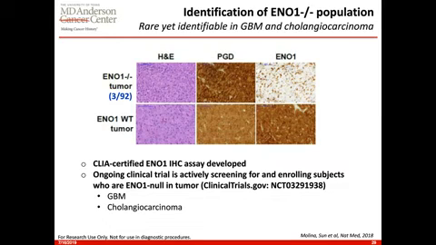So we went further to develop a CLIA certified ENO1 IHC assay. This assay is actually being used to screen and enroll subjects who are ENO1 homozygous deleted in the tumor for our clinical trial. In addition to glioblastoma, we are also able to identify ENO1 homozygous deleted tumors in cholangiocarcinoma. So these are the two indications. The clinical trial is searching for ENO1 homozygous deleted subjects.